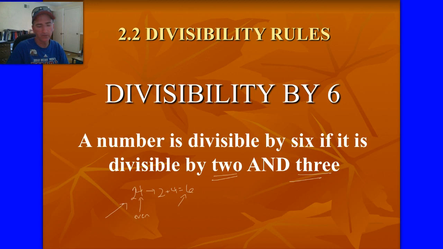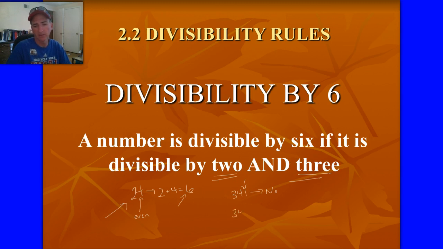Let's look at another one here. Say we had 341. Does 6 go into 341? Well, this one, we know right away that 6 will not go into it because that's an odd number. So the answer is no. 6 doesn't go into it. It's odd, so you're done. You don't even have to see if 3 goes into it.